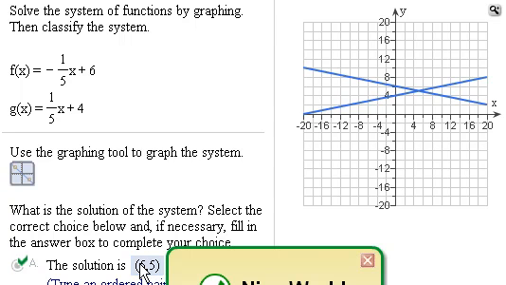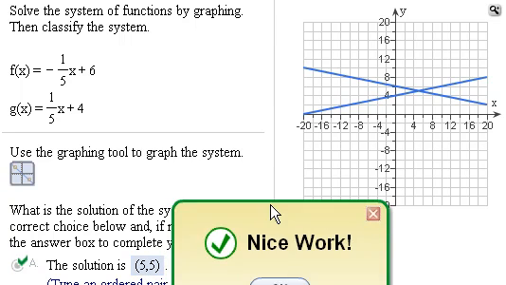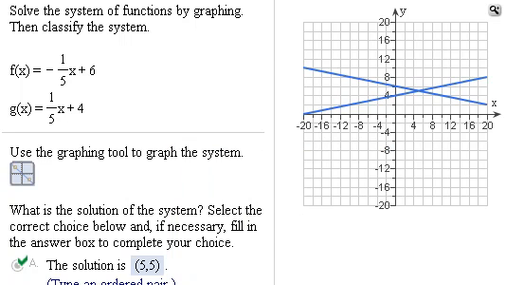Now the last parts of this problem are asking me whether this system is consistent or inconsistent. And we know that anytime it has one or more solutions, it's consistent. So here, since there is a solution, these lines cross, so it's consistent.